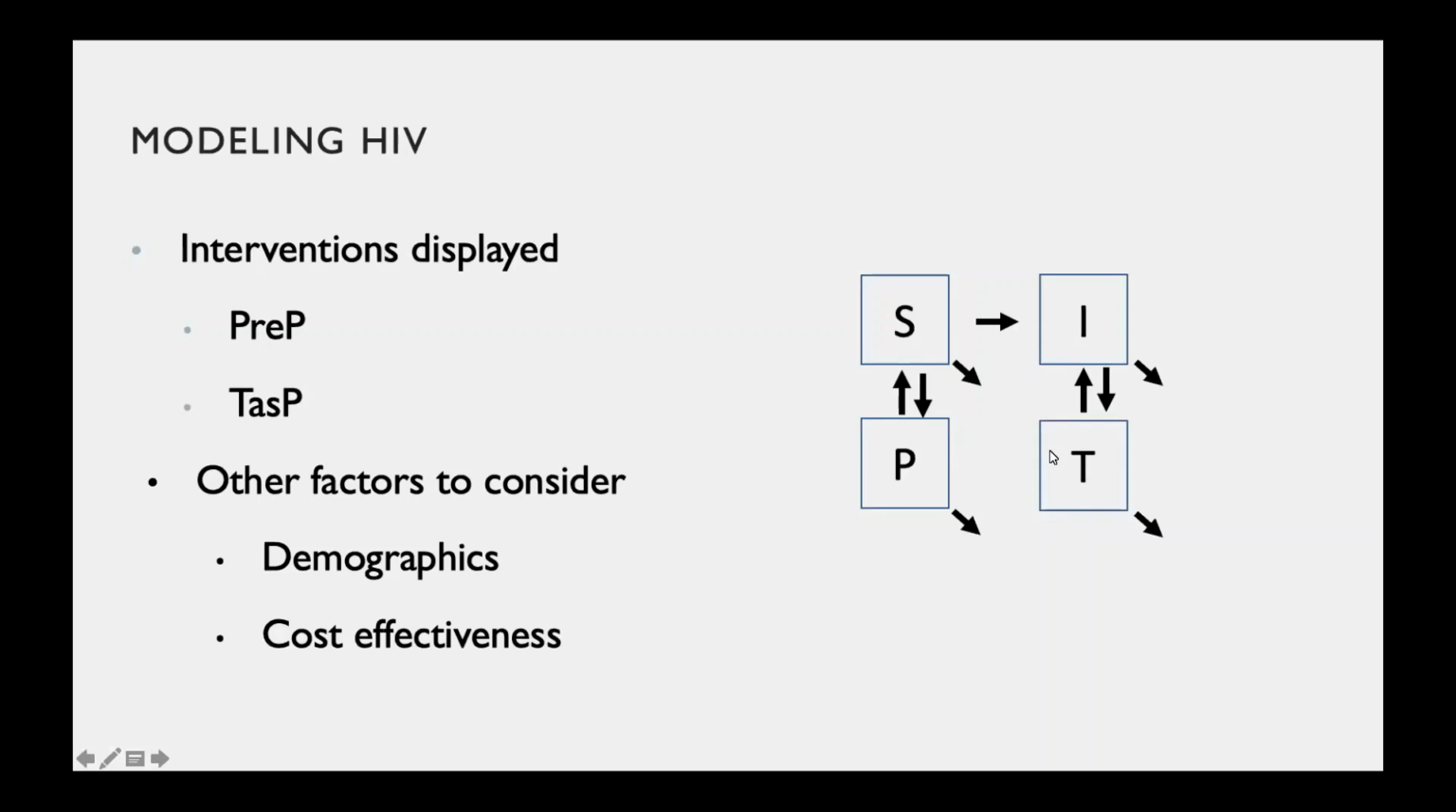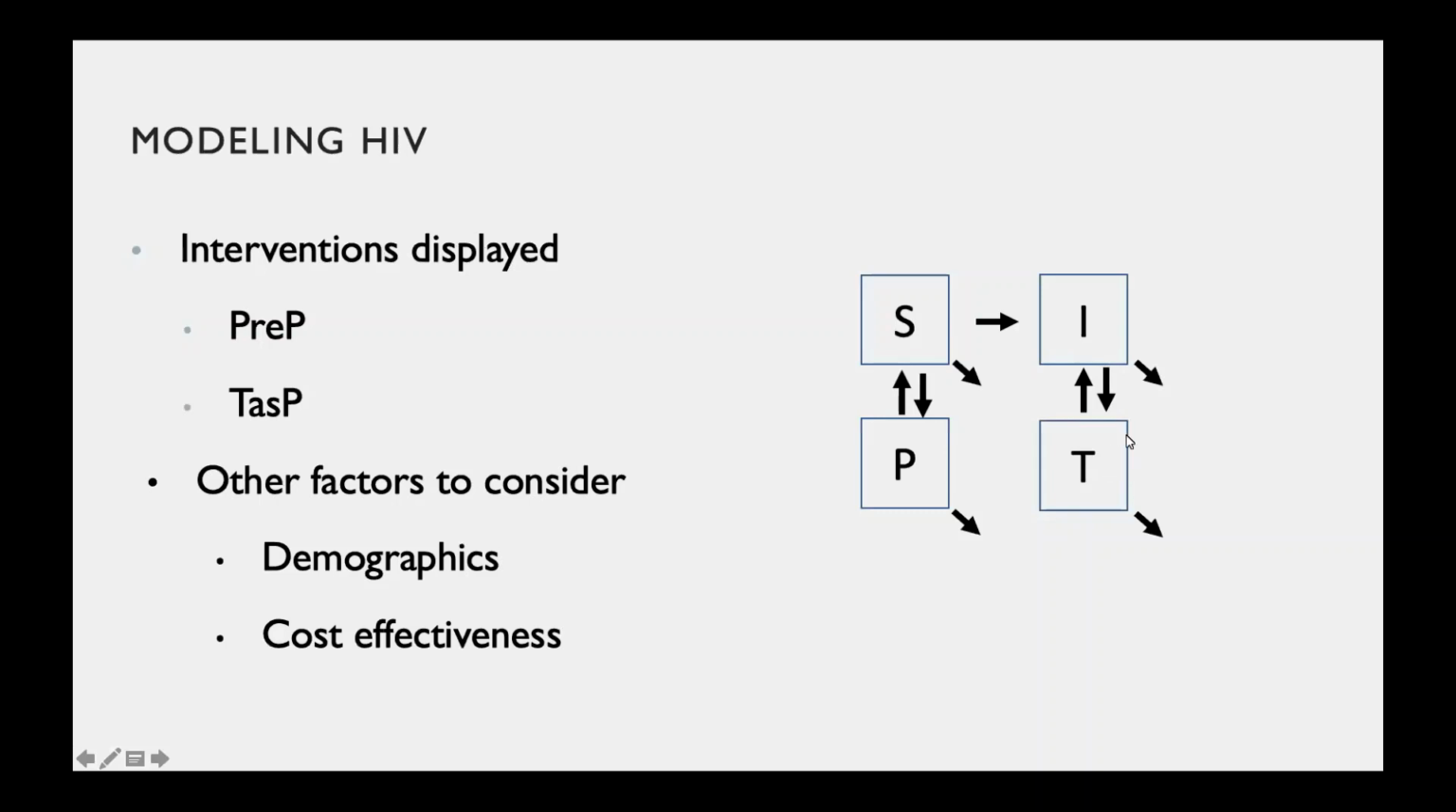The same thing with this T compartment. This is talking about a treatment as prevention strategy. So people who are already infected are then going to become treated. And then again, with what we know about HIV and being on treatment and adhering to treatment, you can think of them as not being able to transmit the disease. So they're not contributing to the epidemic anymore if they're truly adherent.